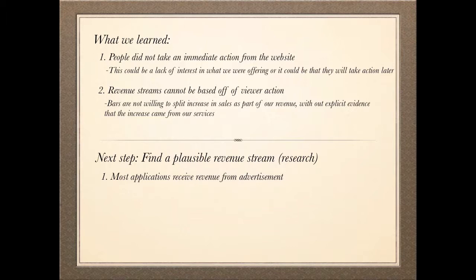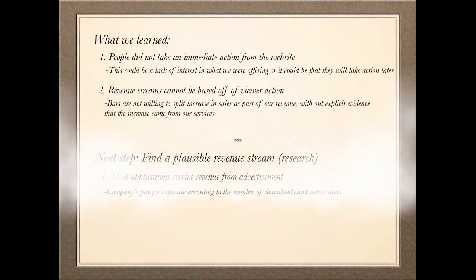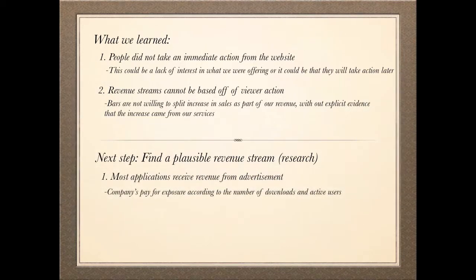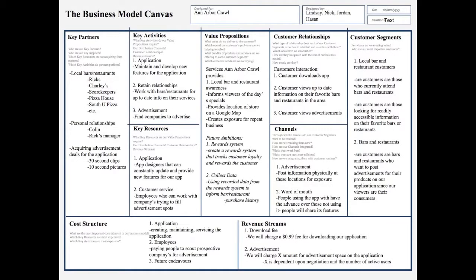Most applications receive revenue from advertisement. Companies pay for the exposure according to the number of downloads and active users an application has. The more downloads, the more money made. Applications also received revenue from downloads. Now that we have a better understanding of our own business, here's our final business model canvas.